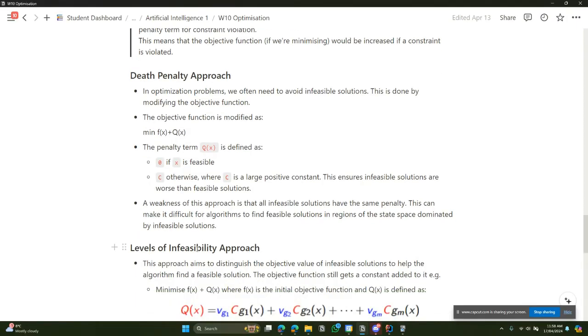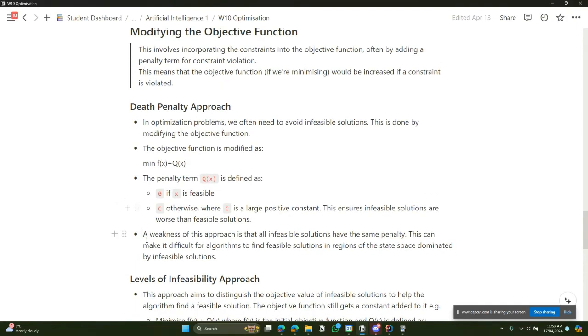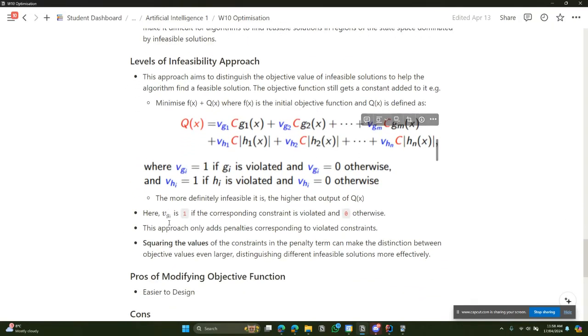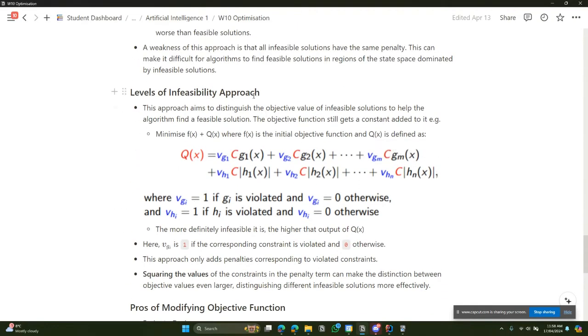So that's the weakness of this, which actually gets us onto our second approach: levels of infeasibility. And this does exactly what you think it would. It solves that problem of the weakness before, of every infeasible solution being treated the same. So not every infeasible solution would have the same massive constant added to it. In this approach, we distinguish the objective value of infeasible solutions to help the algorithm find a feasible solution. The objective function still gets a constant added to it though.